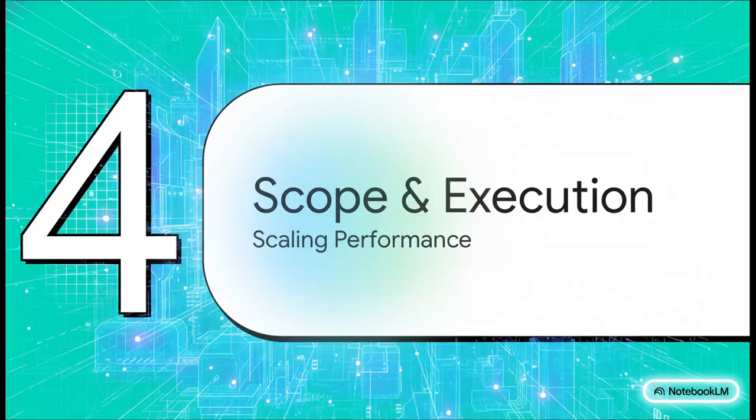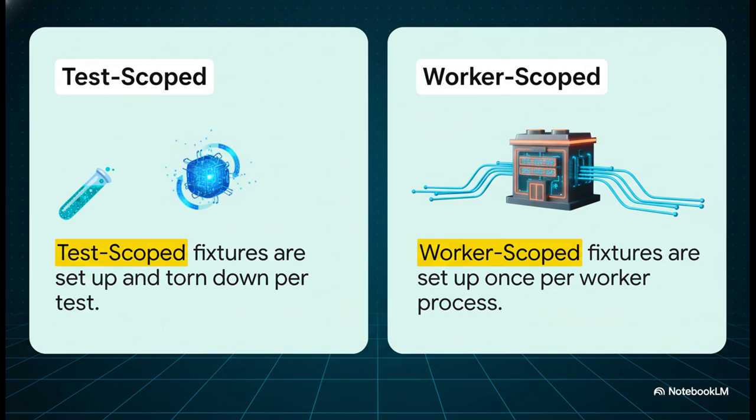Okay, section 4, mastering scope and execution, because we really need to talk about scaling performance. Real performance scaling requires intelligent scoping. So let's break down the difference between test-scoped and worker-scoped fixtures. Test-scoped is your default setting. The fixture is set up and then torn down for every single individual test. But what if you need to boot up a heavy Express server or establish a massive, clunky database connection? Doing that per test is going to literally take forever.